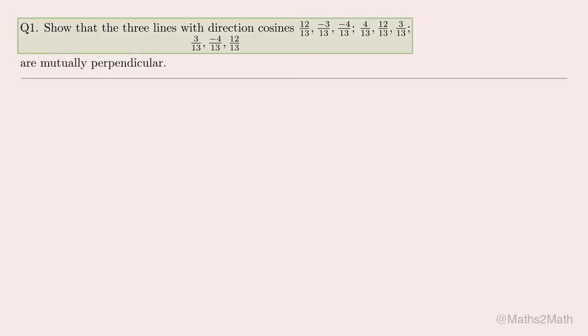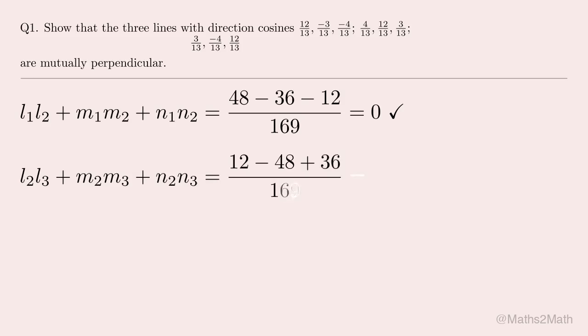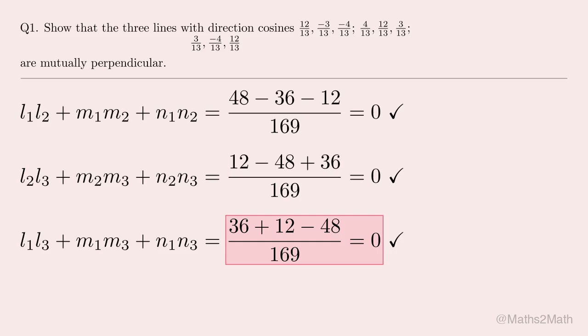Question 1 of exercise 11.2. Three direction cosine triples. Each pairwise dot of cosines must vanish. Lines 1 and 2: 48 minus 36 minus 12 over 169 is 0. Lines 2 and 3: 12 minus 48 plus 36 over 169, again 0. And lines 1 and 3: 36 plus 12 minus 48 over 169 is 0. All three pairs perpendicular.